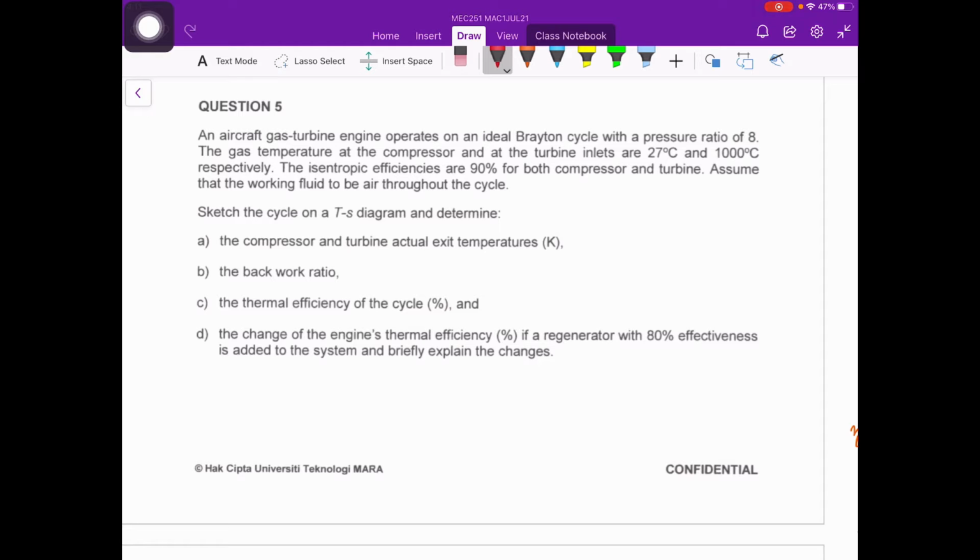Assume that the working fluid to be air throughout the cycle. Sketch the cycle on a T-S diagram and determine the compressor and turbine actual exit temperature in Kelvin, the back work ratio, the thermal efficiency of the cycle in percentage, and the change of the engine's thermal efficiency in percentage if a regenerator with 80% effectiveness is added to the system, and briefly explain the changes.